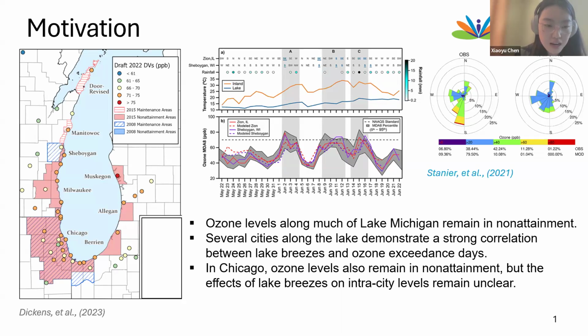As the right figure shows the time series of the ozone and the wind direction, and also together with the pollutants rose figure, we can see that with heavy pollutants, the wind is always from the south side, which is basically from the lake side. But based on this situation, there is only limited research conducted in Chicago. So my research is aiming to check this effect in Chicago at an intracity level.